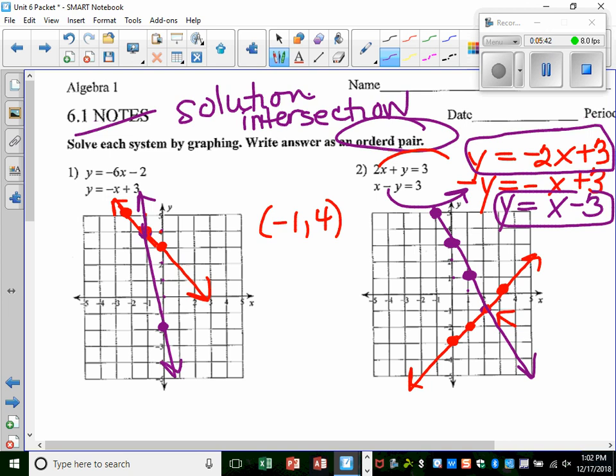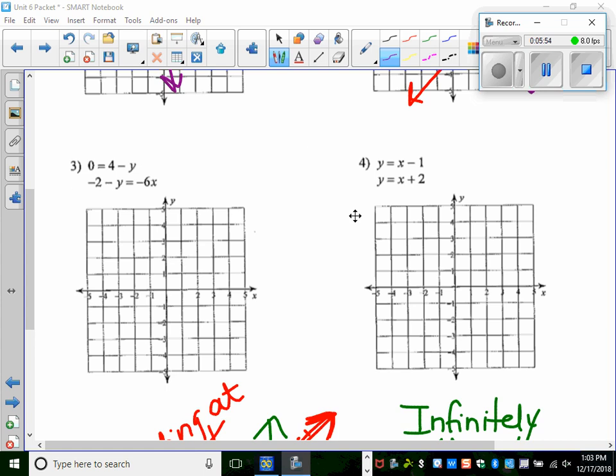Okay, and then I will write the solution. So I've just solved this, and I have 2, negative 1. So in question number 3, again, we got to solve for y. So I'm just going to move the 4 to the left. So negative 4 equals negative y. And then I'm going to divide by the negative. So that's going to be 4 equals positive y.